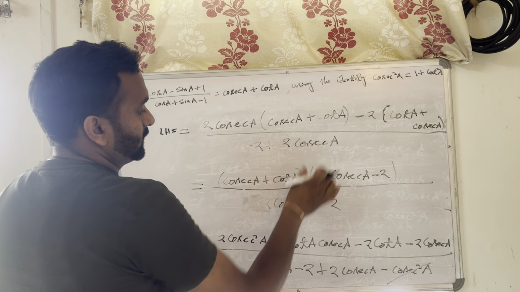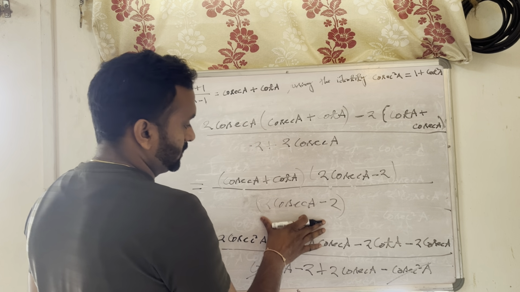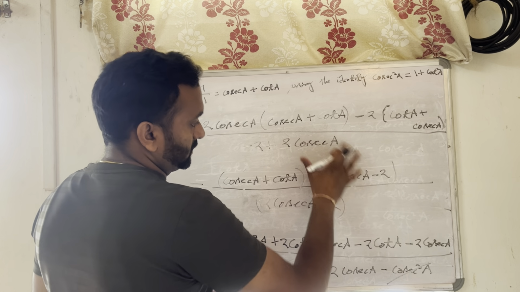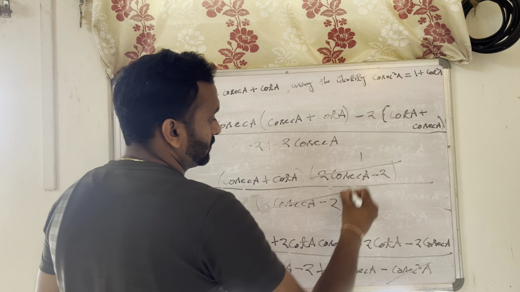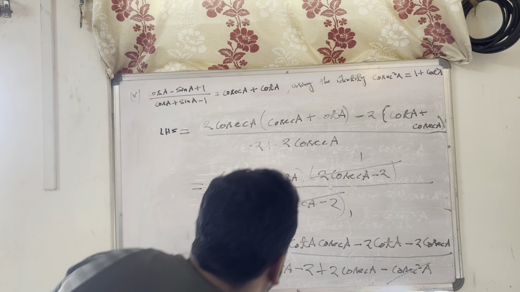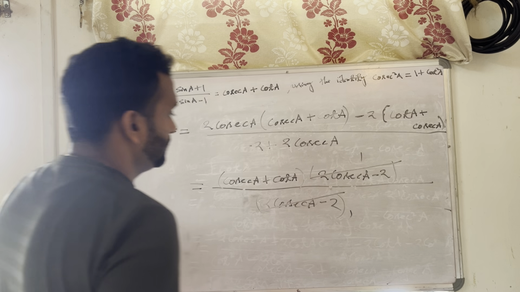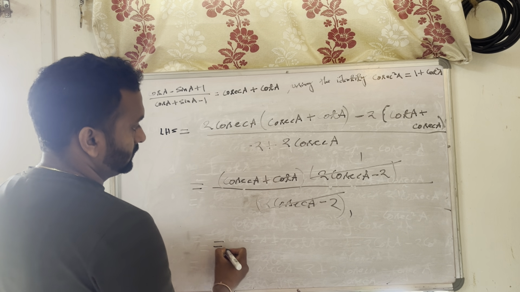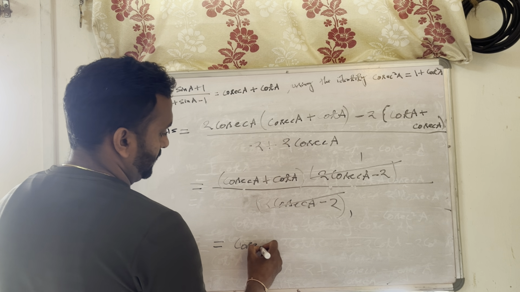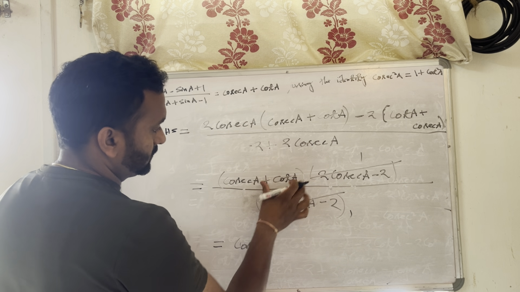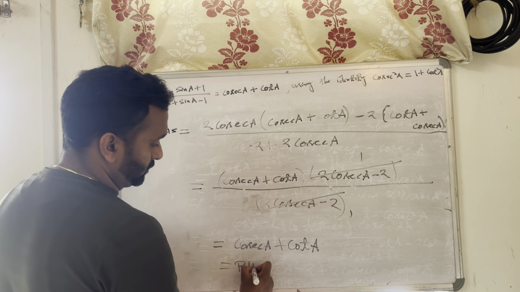Look here, this is 2 cosec A minus 2. We can just rearrange. So look here, this thing in the numerator and this thing in the denominator are exactly the same. So they will get cancelled out. Yes or no? So how much are we left with ultimately? Ultimately we are getting cosec A plus cot A. So this is finally the proof of this question.